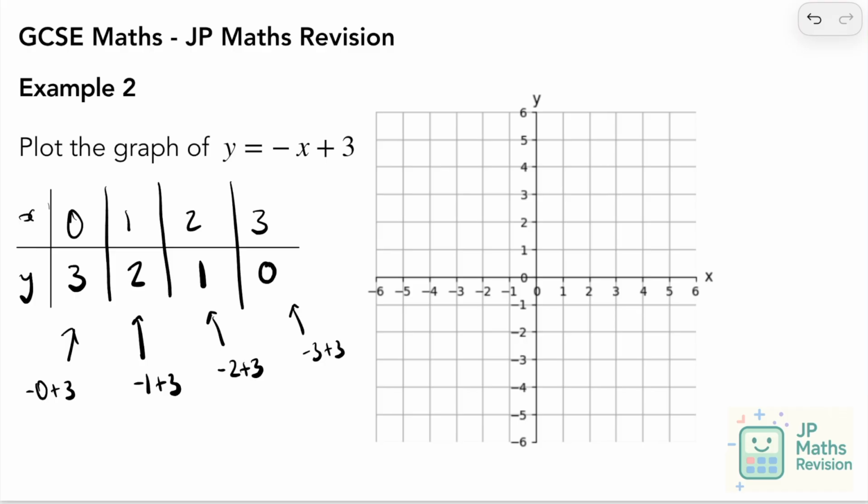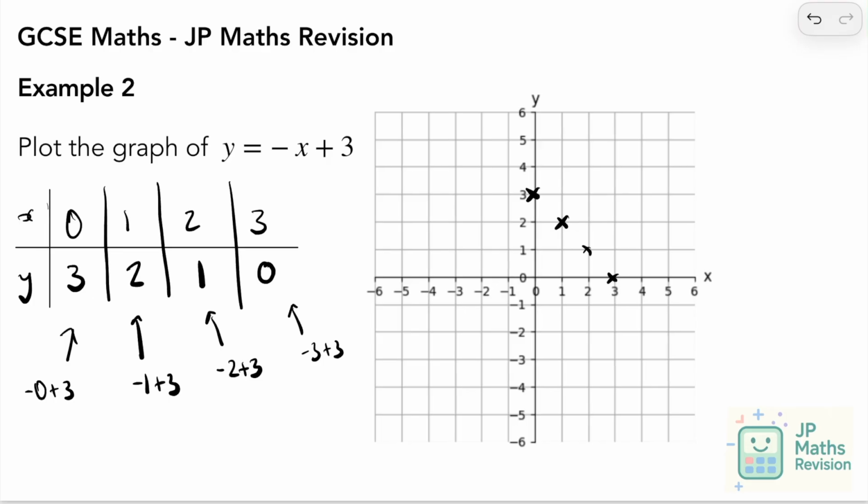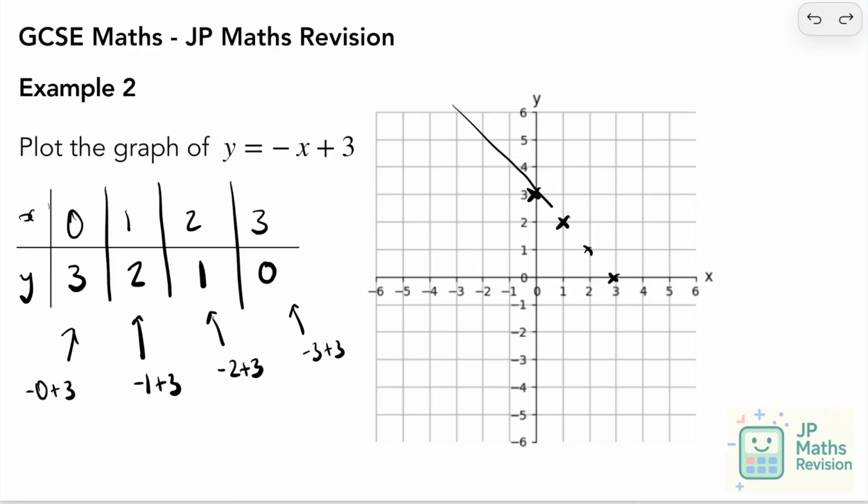So we're now going to plot it. So we're going to plot 0, 3. So we'll go along 0 up to 3. So that's the first point. 1, 2. So we're going to go along 1 up to 2. So that's the second point. 2, 1. So along to 2 up to 1. That's the third point. And 3, 0, along 3 up 0. So that's here. So you can see these are forming a nice straight line. So we get our ruler and just draw a nice straight line between them.